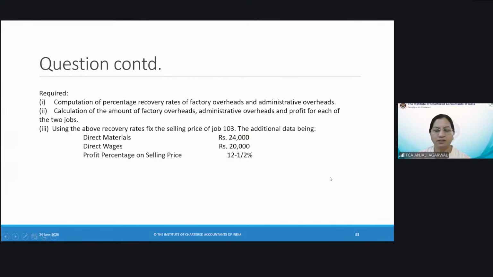In the third part, it is asking you to find out the selling price for job 103. So direct material, 24,000. Direct labor, 20,000. Your prime cost will become 44,000. Factory overheads, 60% of wages, 12,000.